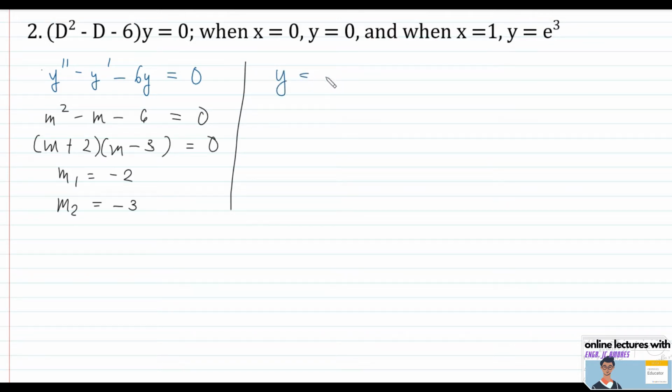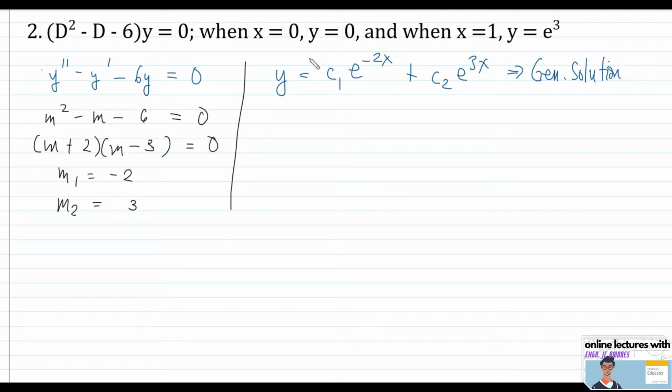Particular solution is y is equal to, so we have c sub 1 e raised to, so by the way, this should be positive 3, because this is negative 3. So if you equate it, m minus 3 is equal to 0, so m sub 2 is equal to 3. So you have y is equal to c sub 1 e raised to negative 2x plus c sub 2 e raised to 3x. Okay, so that is your general solution.